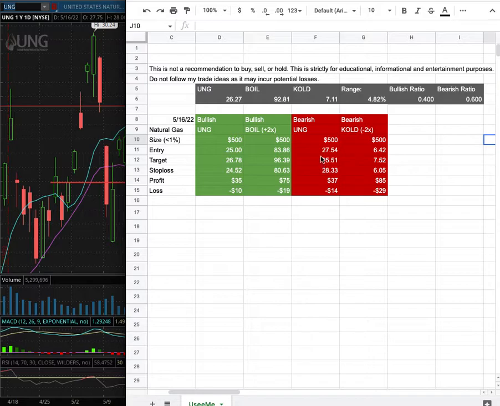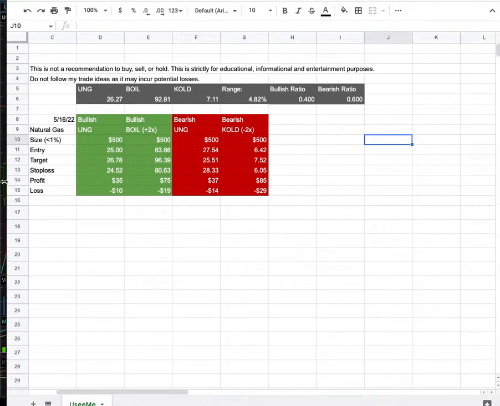However, if I were to open a short position, my entry is at $27.57, and that is this range there. My sell target is at $25.51. My stop loss is at $28.33. So whichever entry price were to hit first, that'll be my position of the week.